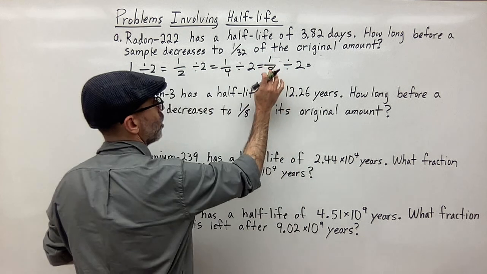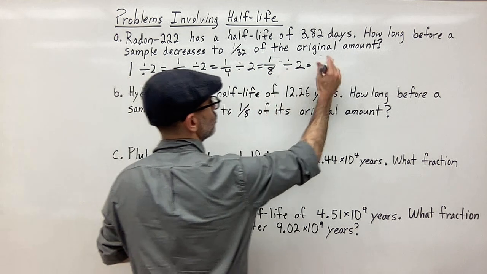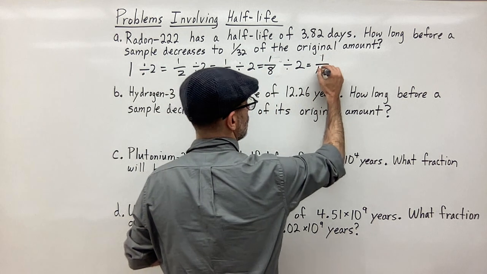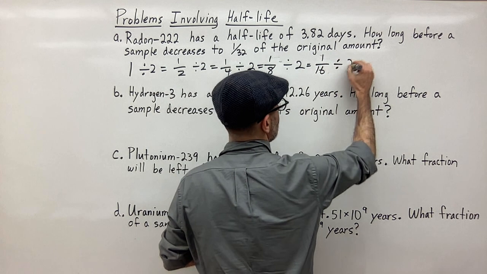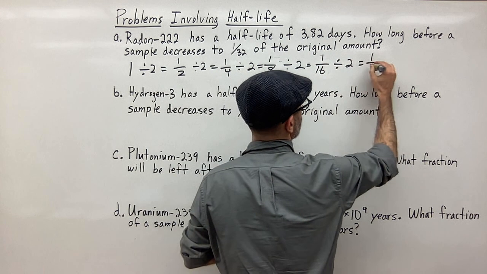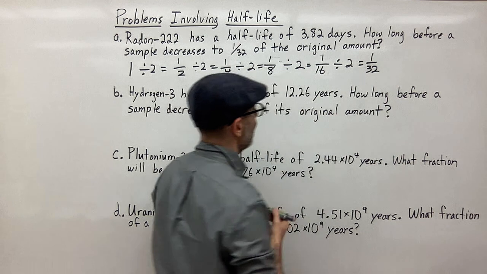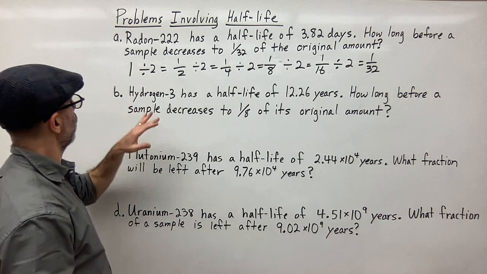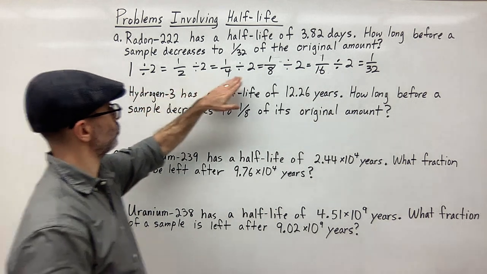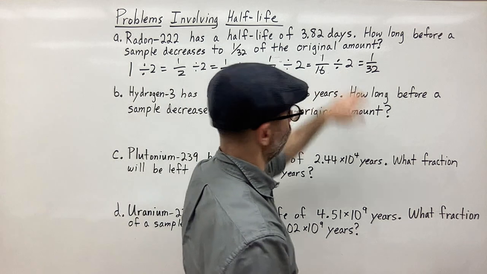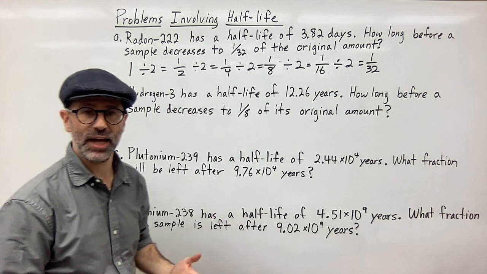And then 1/8 divided by 2 again, that's going to be 1/16. And then divided by 2 again, that's going to give me my 1/32. And so that looks right. Okay, so how many times is it divided by 2? I have 1, 2, 3, 4, 5. So I have 5 half-lives.